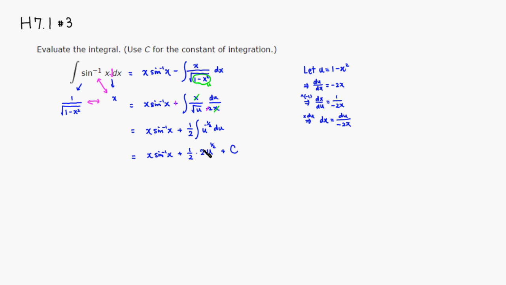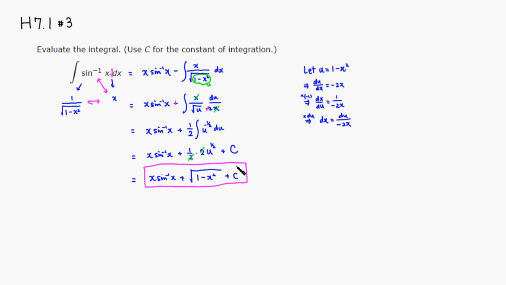So we can cancel the 2 on top and the 2 on the bottom. So we get x arc sine of x plus, now the 1/2 power is square root, so let's go back to square root, and u is 1 minus x squared. Then you have plus some constant c. So this is the integral that we're looking for.